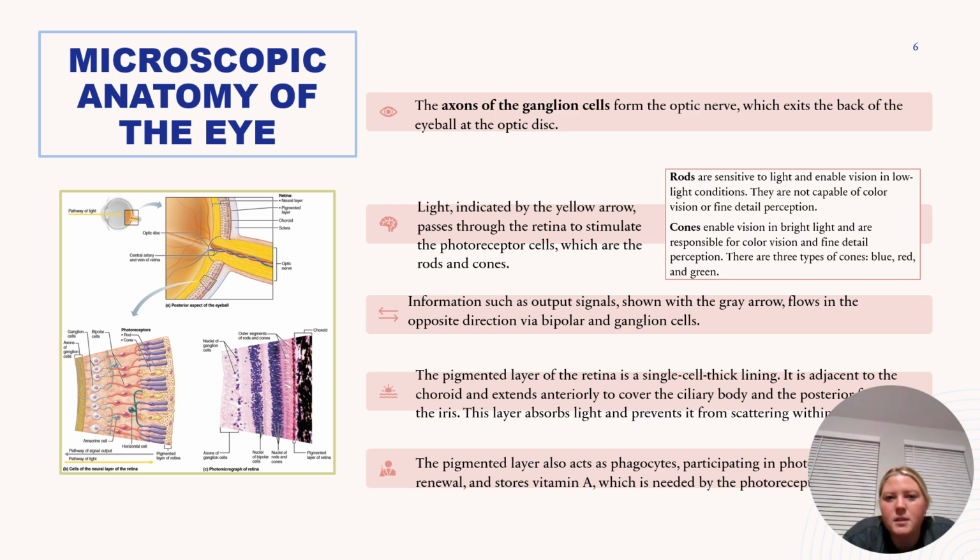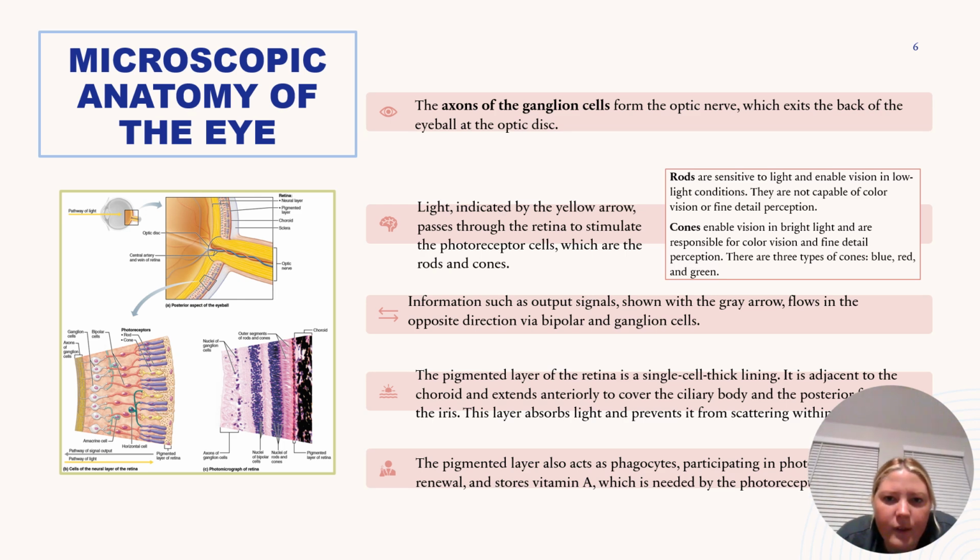colors. But cones are photoreceptors with a cone-like shape. They enable vision in bright light and are responsible for color vision. There are 3 types of cones, each sensitive to different wavelengths of light: blue, red, and green. These cones are more prevalent in the macula, the part of the retina responsible for central vision. Once the rods and cones are stimulated, they generate signals. These signals, represented by the gray arrow in this picture, then flow in the opposite direction via bipolar and ganglion cells.